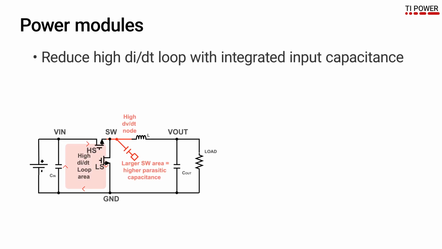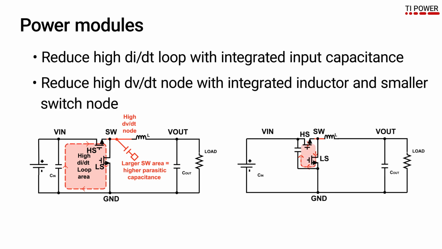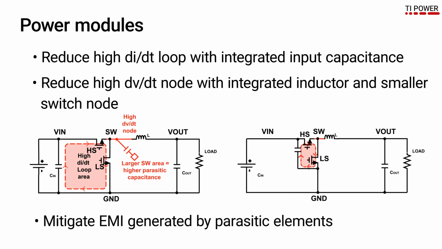Power modules can help reduce that high di/dt loop area referenced earlier by integrating some of the input capacitance close to the internal IC. Modules also reduce the high dv/dt node area with an integrated inductor and smaller switch node. These advantages lead to improved EMI performance by mitigating EMI generated by the parasitic elements. This all sounds great in theory, but how does this translate to measured EMI performance in a real application?